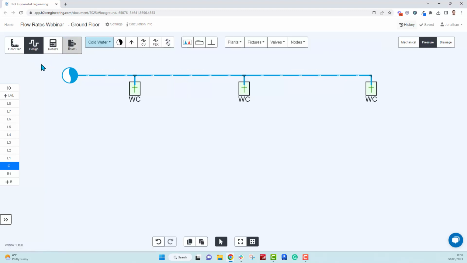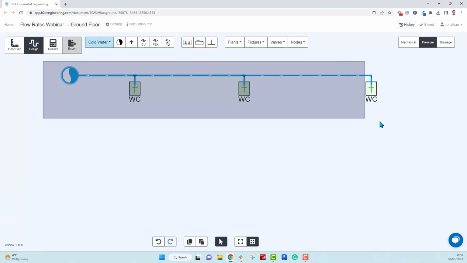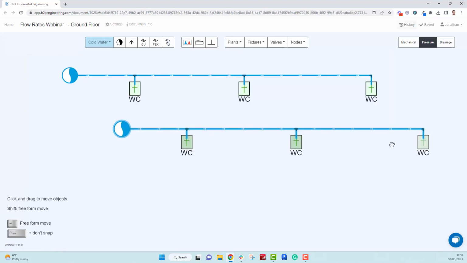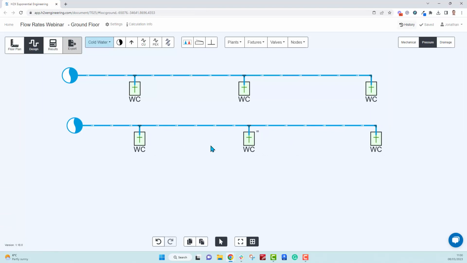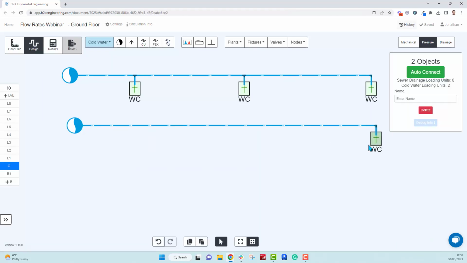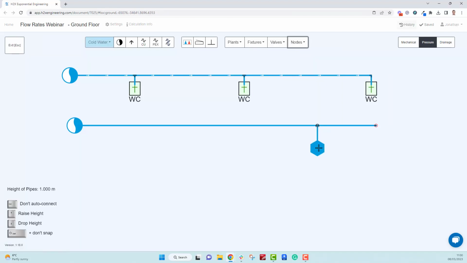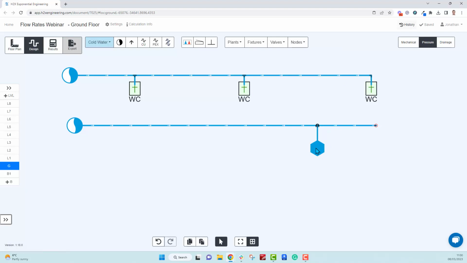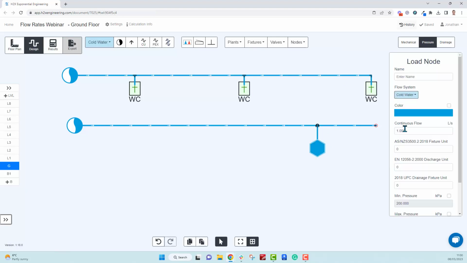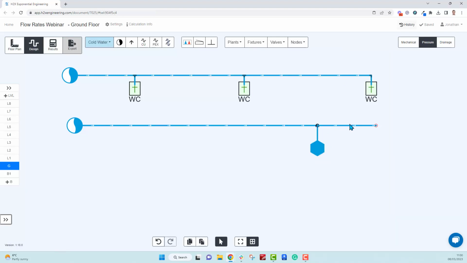Now we're going to look at a similar scenario, and instead of the fixtures, we're going to replace them with continuous flows. So I'll just delete these two to begin with. Even this one. And using the node, we can drop this on the design. So here we've got 1 litre per second at this node. I would leave it like that.